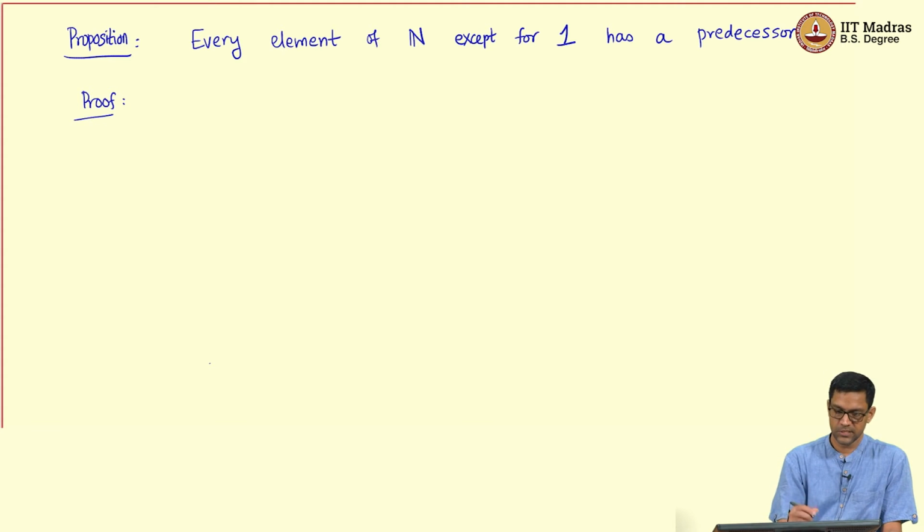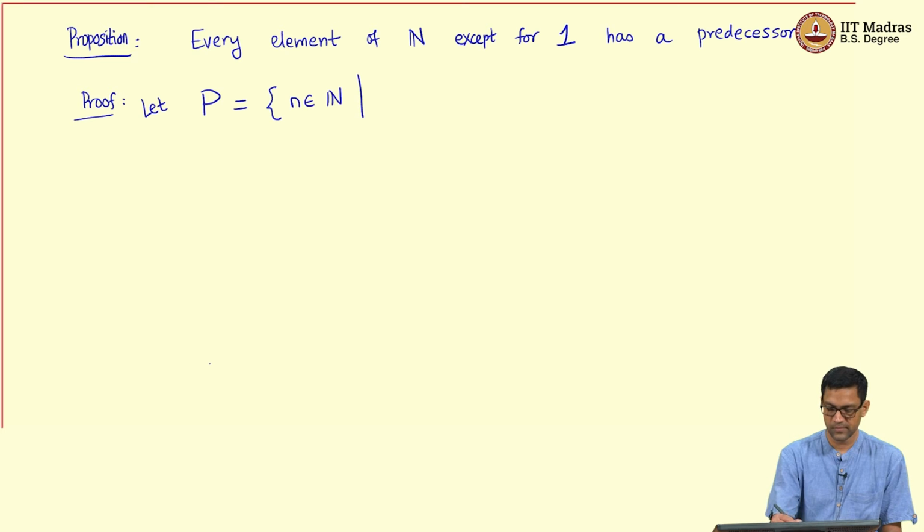Let us prove this, and again remember we have to use only the axioms. It requires some amount of creativity to construct a proof of statements like this using only the axioms. So, we will use the principle of mathematical induction, which is one of the axioms. To prove this statement, let us define a set called P to be those elements of n which have a predecessor. Take those natural numbers n such that n has a predecessor.